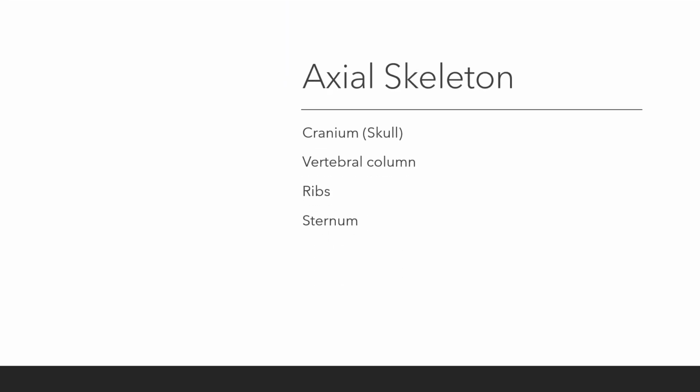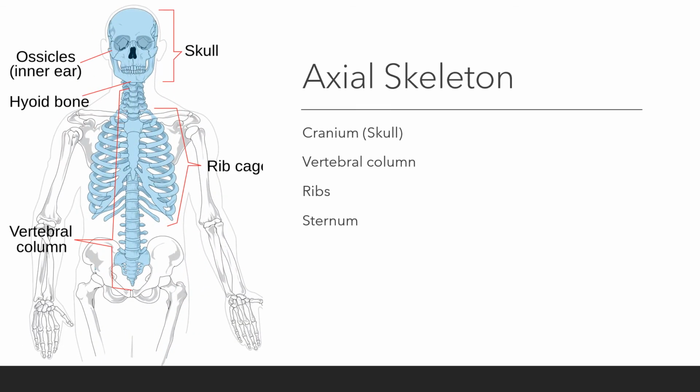Let's talk about the axial skeleton for a minute here. If you recall, the axial skeleton consists of the cranium, also known as the skull, the vertebral column, the ribs, and the sternum. And you can see that clearly in this color-coded picture. Everything that's in blue is the axial skeleton.